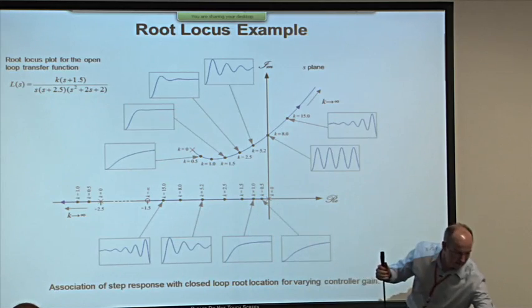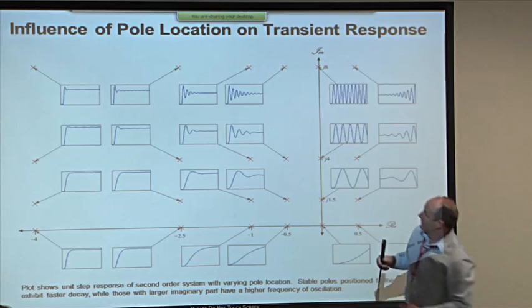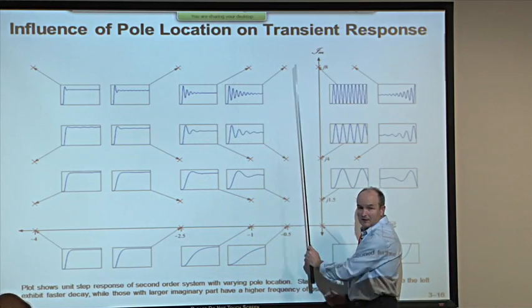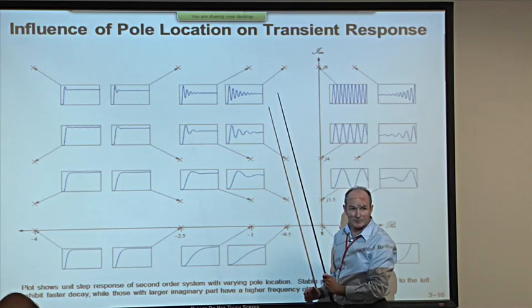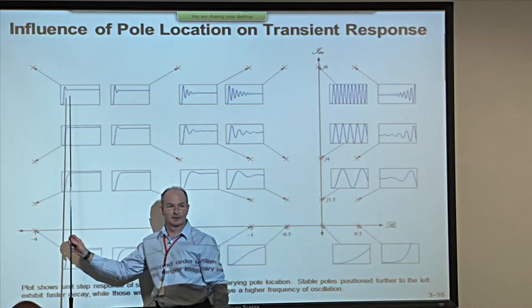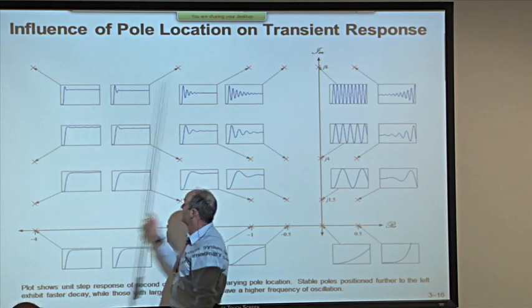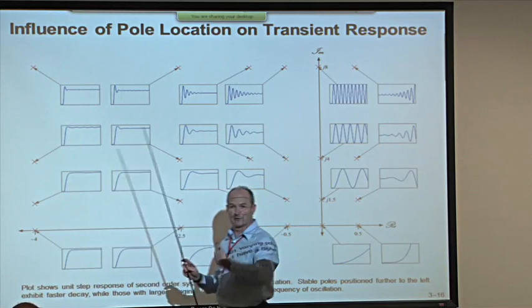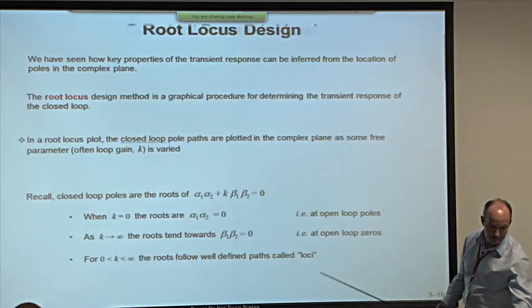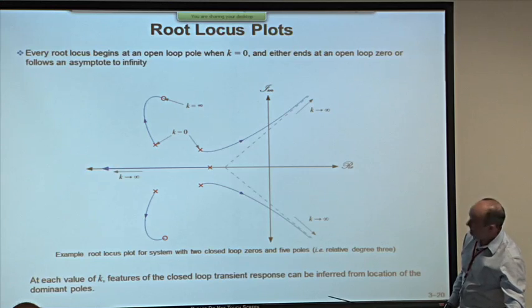Remember that? Let me go right back to this fella. Poles closest to the imaginary axis take longest to decay. The response is dominated by those poles. Poles that are further out to the left don't tend to have much influence on the transient response compared to those dominant poles. And once you're about 5 times further away, you can pretty much forget them because they're not having any significant effect.